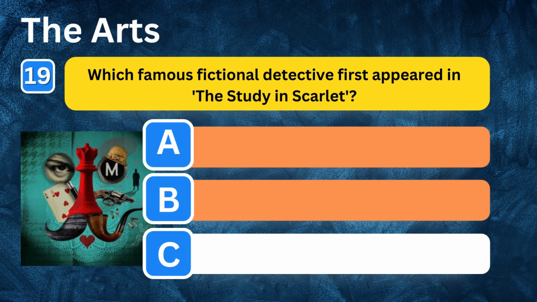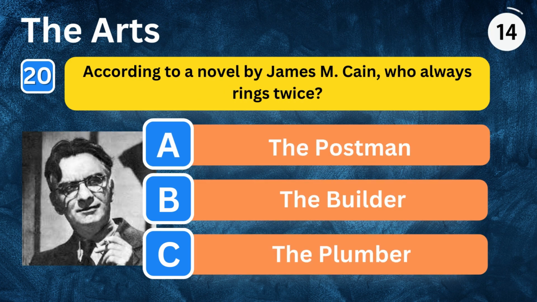And the final question of this round, question 20. According to a novel by James M. Cain, who always rings twice? Is it the postman, the builder, or the plumber?